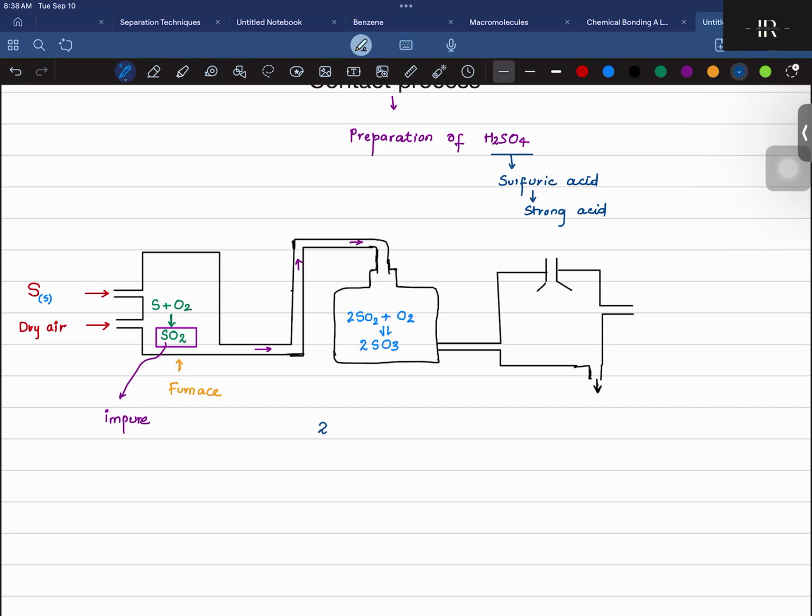This is 2SO₂ plus O₂ gives 2SO₃. Since the reaction is exothermic, this reaction is also exothermic. And remember, these are the conditions for the contact process. Number one, temperature should be 450 degrees Celsius.